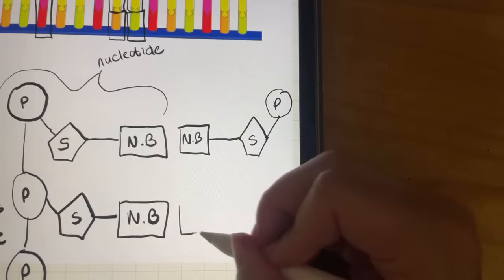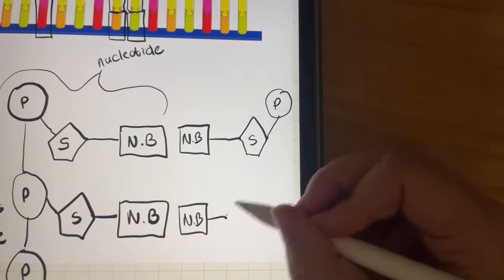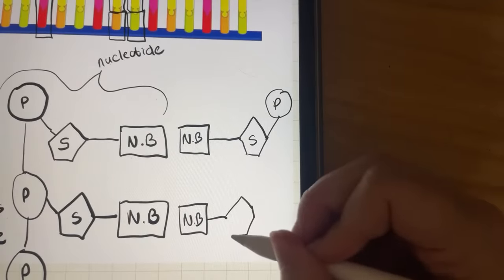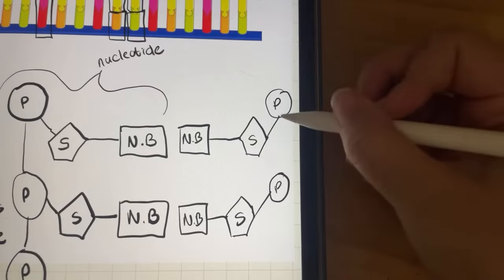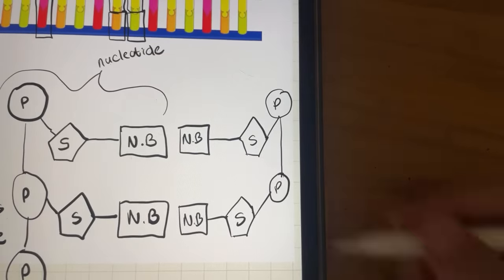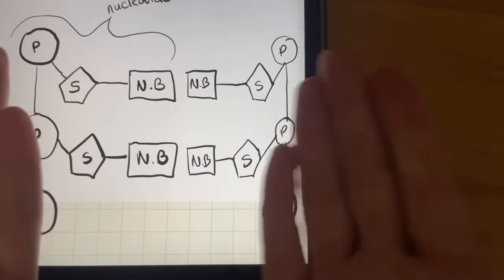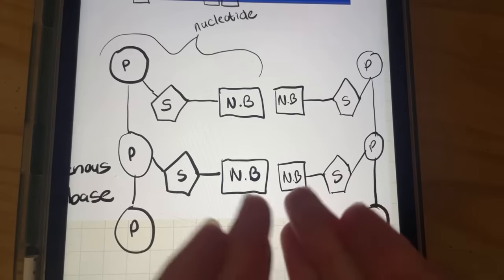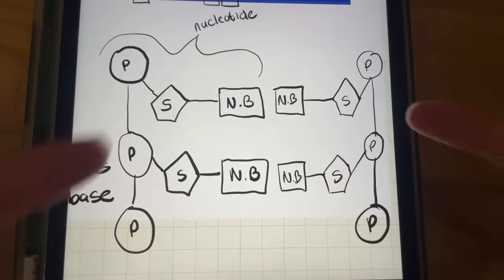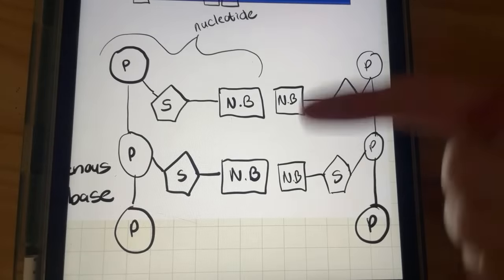And then we would do it again: nitrogenous base, connecting to a sugar, connecting to a phosphate. And then these are joined together, and so on and so forth. So either side of our DNA is, let's call it, a mirror image of itself, in that it has the same structure going down the left and going down the right.